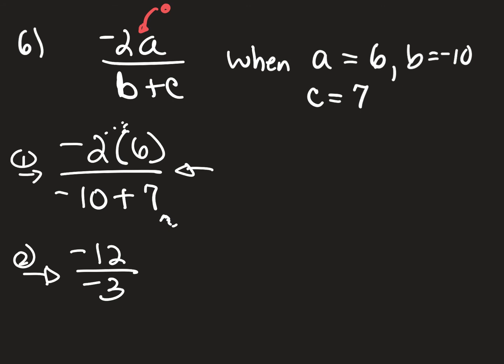And then doesn't this say -12 divided by -3? And isn't a -12 divided by a negative, isn't that a +4? Remember, when the signs are the same, it is a positive when you're multiplying and dividing.